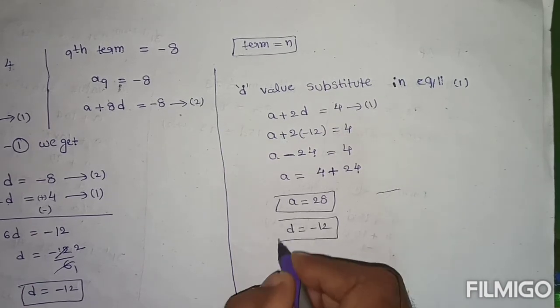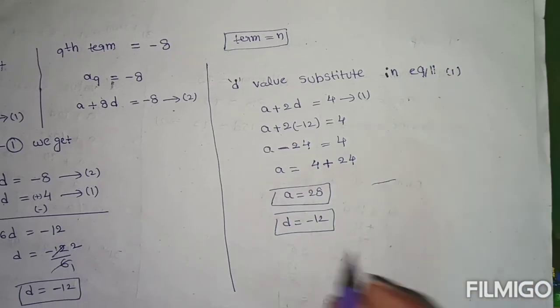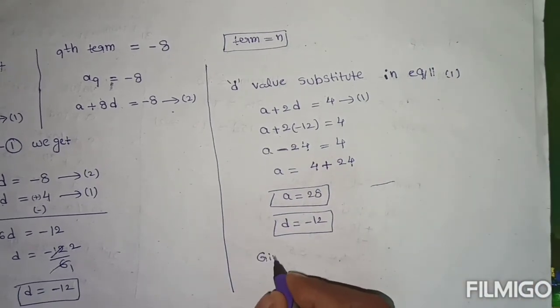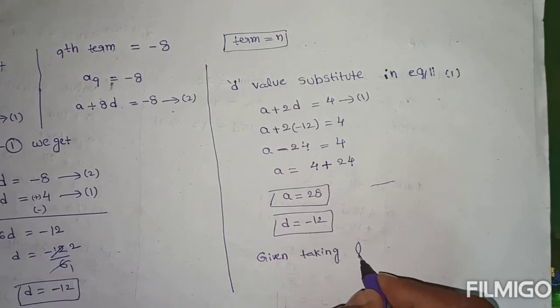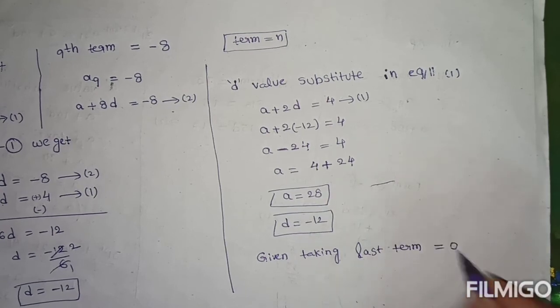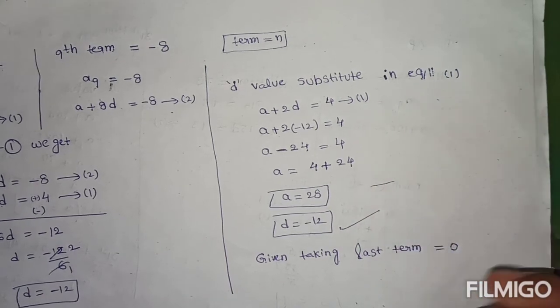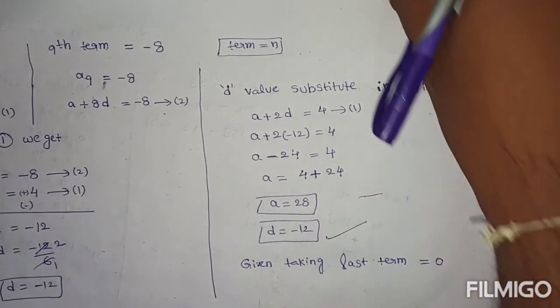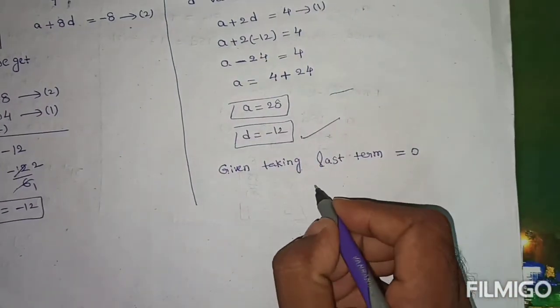What is to be found? Which term of the AP is 0? So the N value is to be found. So, taking the last term equal to 0. Okay, write down these steps first, then go to the next step. So AN equal to 0.